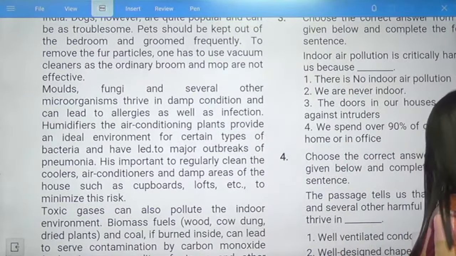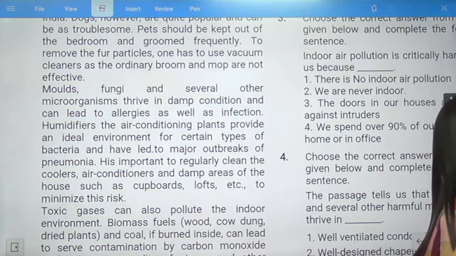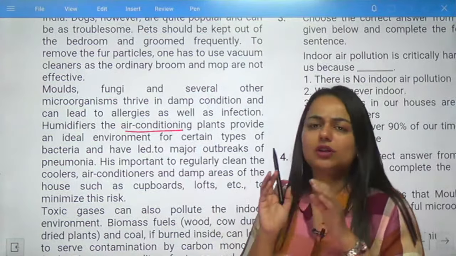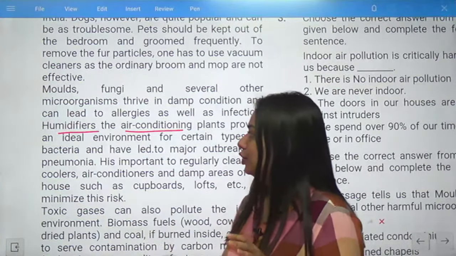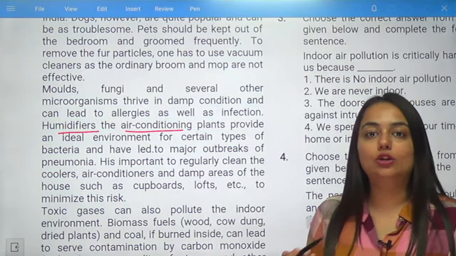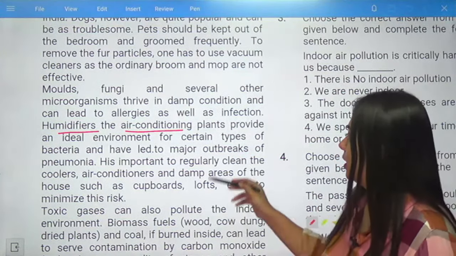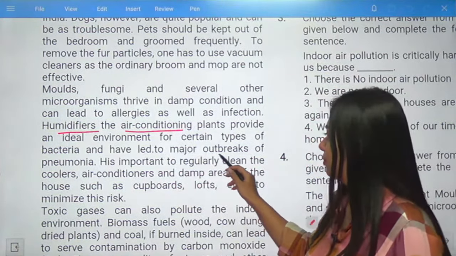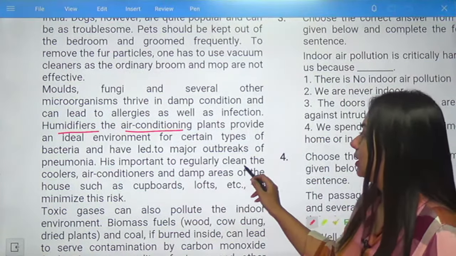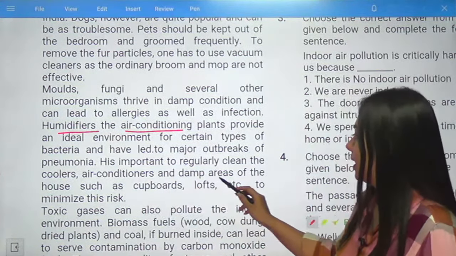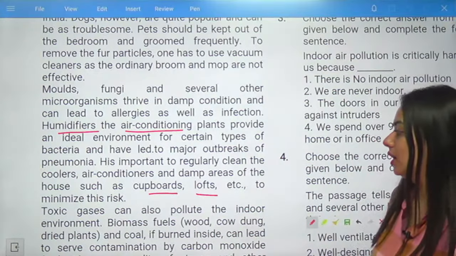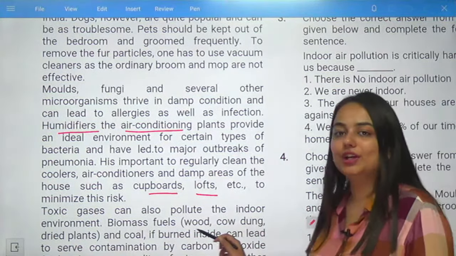So now, after talking about the pets, what is he talking about? Now the writer is talking about the air conditioning that we all have in our house, the humidifiers and the air conditioners. The bacteria or the microorganisms can thrive there also. Certain types of bacteria can lead to major outbreaks like pneumonia. It is important to regularly clean the coolers, air conditioners and damp areas of houses such as your cupboards, your lofts, etc. Toxic gases can also pollute the indoor environment.